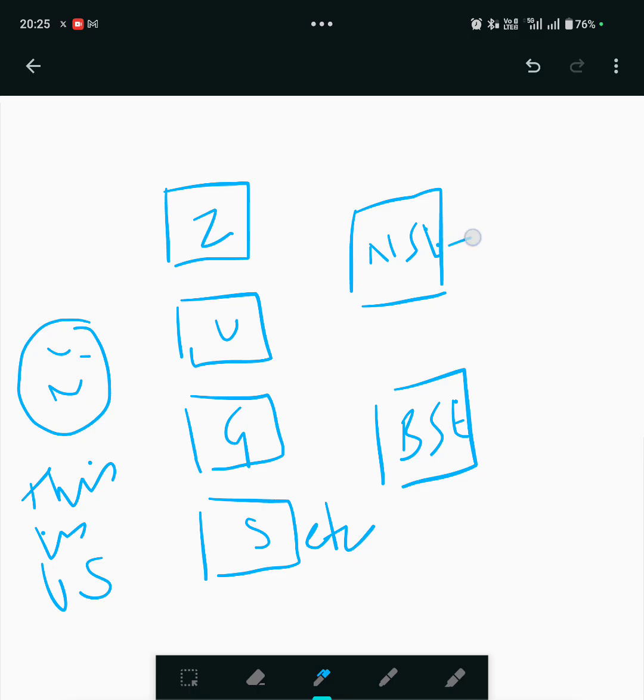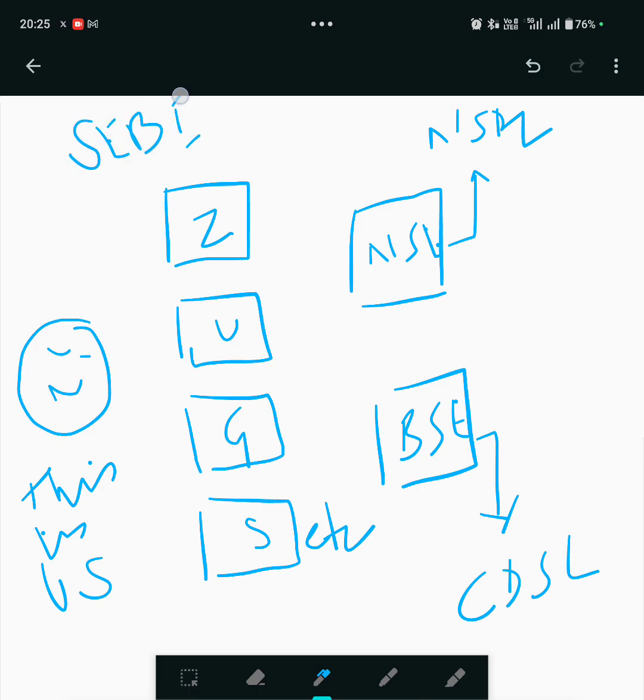NSE created one depository, it is called NSDL, National Securities Depository, and BSE created CDSL, Central Depository. And another entity is there, which is SEBI, which formulates all the rules which will be applicable to investors or traders, to the brokers and to the exchanges, for everyone.